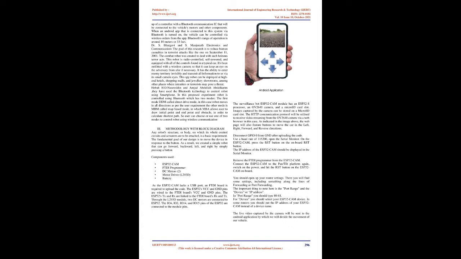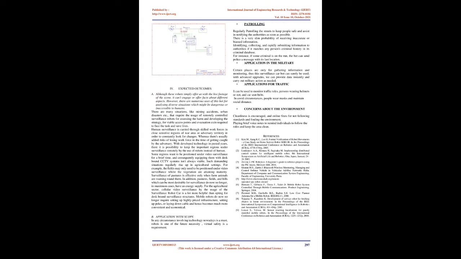Disconnect GPIO0 from GND after uploading the code. Use a baud rate of 115,200 and open the serial monitor. On the ESP32-CAM, press the onboard RST button. The IP address of the ESP32-CAM should be displayed in the serial monitor. Remove the FTDI programmer from the ESP32-CAM. Connect the ESP32-CAM to the pan/tilt platform again, switch on the power, and hit the onboard RST button on the ESP32-CAM.